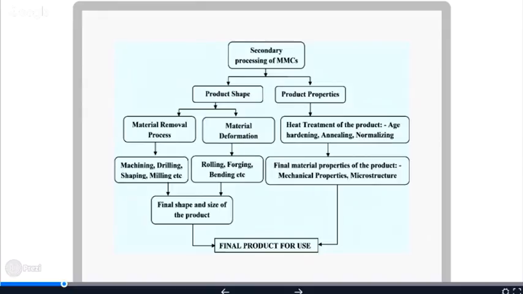Now, product properties: heat treatment of the product, heat hardening, annealing, normalizing, the final mechanical property of the product, and change in the microstructure as per your requirement, or as per your requirement related to the tribological aspect of that material.